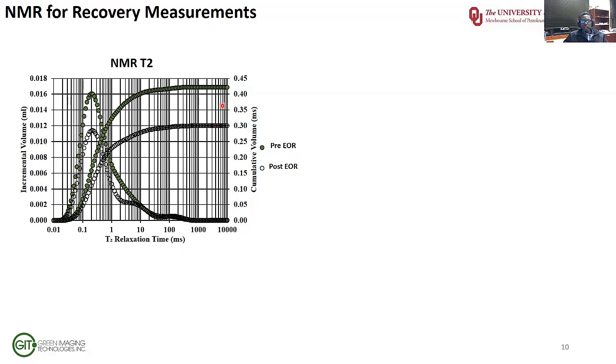Interestingly, the difference between the green and hollow symbols on the cumulative side of things will represent the total fluid volume produced. So it is very, very simple to estimate the total fluid volume produced with NMR measurements. All you do is look at the cumulative NMR volume pre-EOR and the cumulative NMR volume post-EOR, and the difference between those two will give us the total fluid produced. So it is actually a fairly simple measurement.